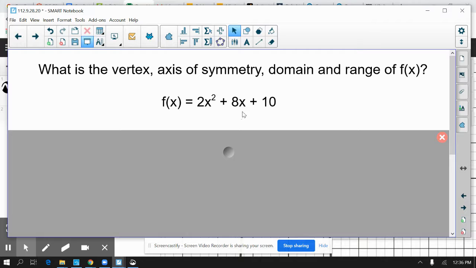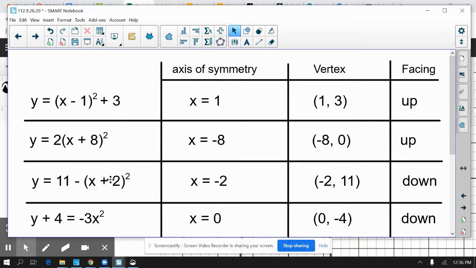What is the vertex of this? What is the axis of symmetry of this? And what's the domain and the range? Well, this one looks a lot different than these.